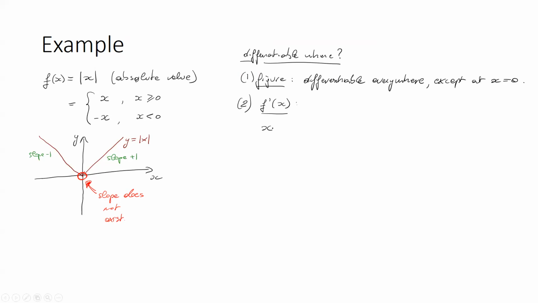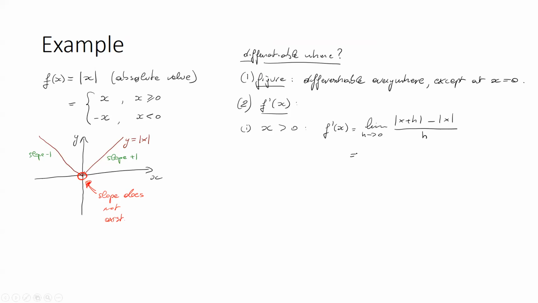And we'll look at a number of different cases. So first, we'll look at what happens when x is positive. If x is positive, the derivative is given by the limit for h going to 0 of absolute value of x plus h minus absolute value of x divided by h.